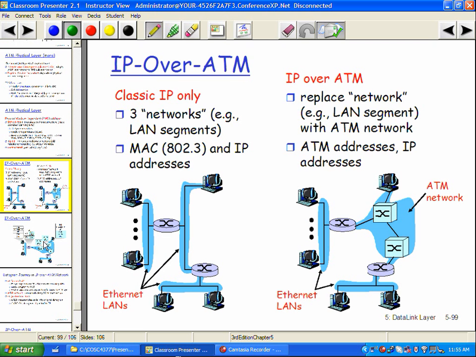So ATM is a link layer technology for an IP network. This is your standard IP network completely built on top of Ethernet. You have all these various Ethernet local area networks, and the Ethernet standard is also called MAC 802 or 802.3, and everybody has IP addresses. Everybody has Ethernet addresses. The data travels over Ethernet from one point to another inside a LAN, and then uses IP to traverse from router to router.